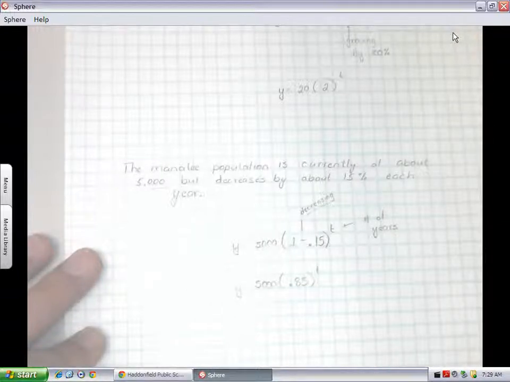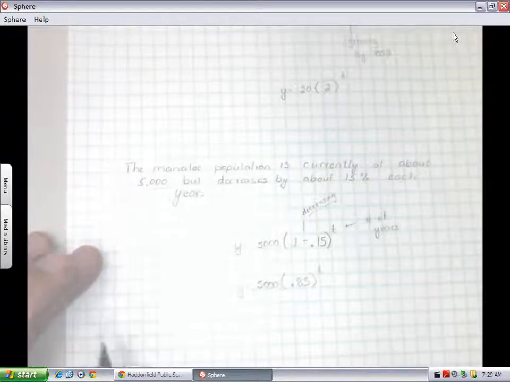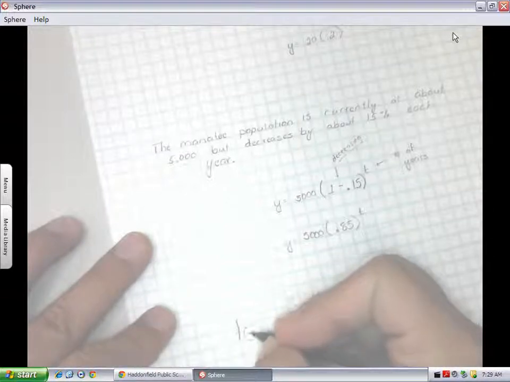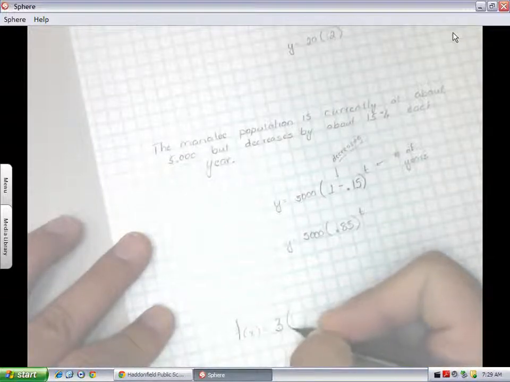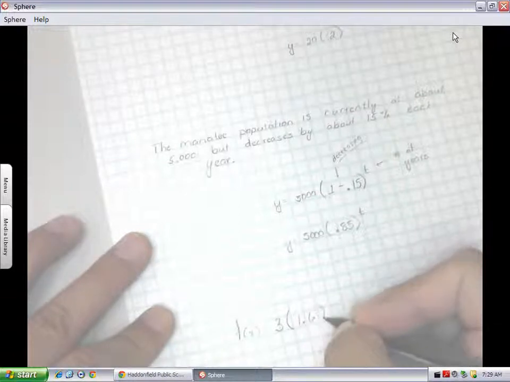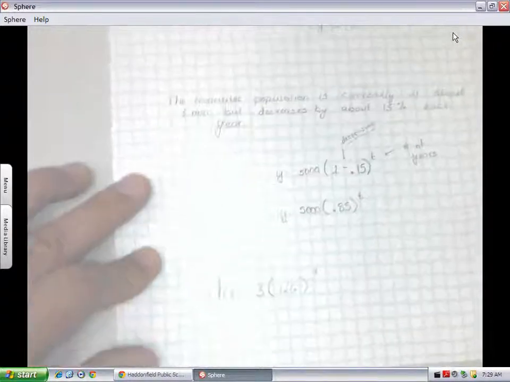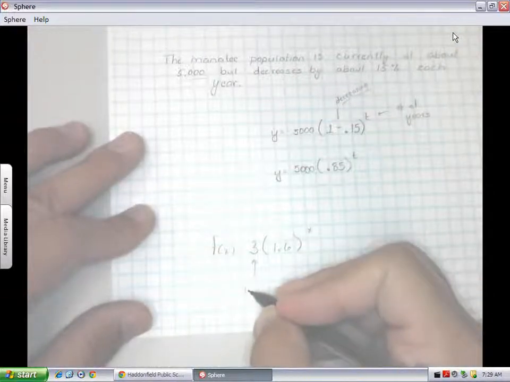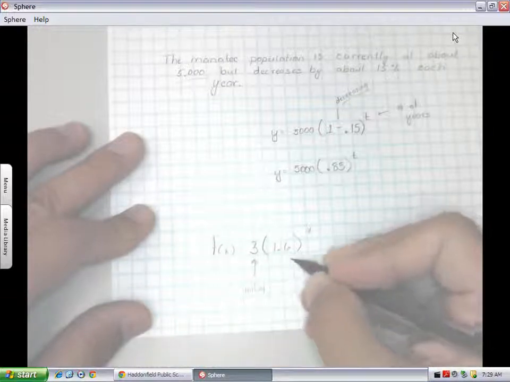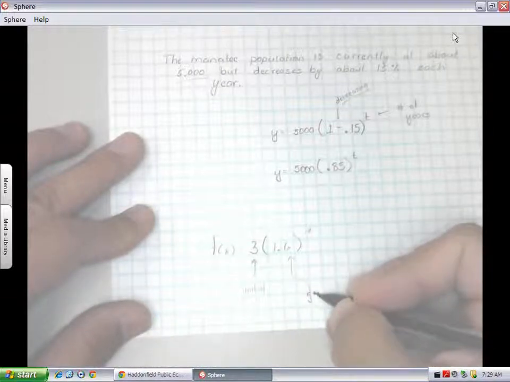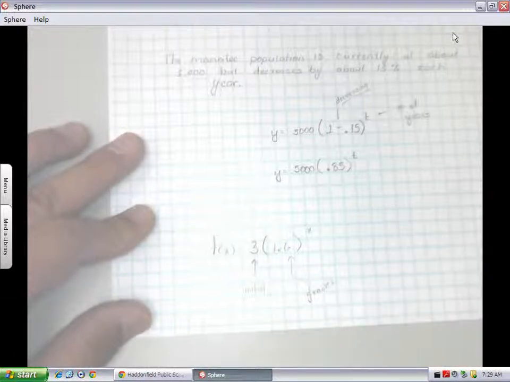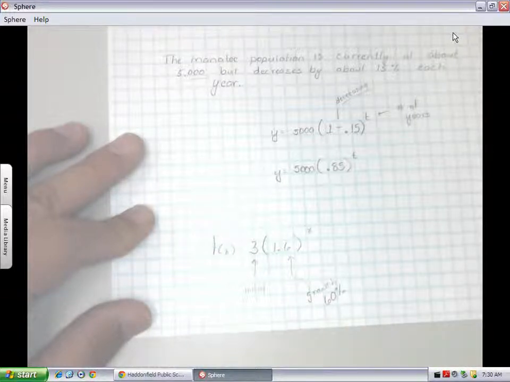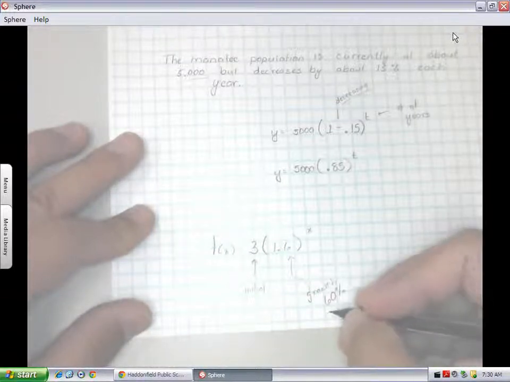So, looking at these applications, we can kind of see that if I have a function f of x equals 3 times 1.6 to the x power, the initial value is 3. This is a growth function. And what percent is it growing by? It's growing by 60%. And how do I know it's growing by 60%? Because in order to get 1.6, I would have to have 1 plus 0.6. And there's my 60%.